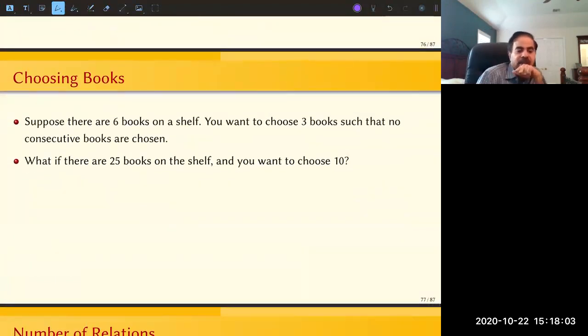What if there are 25 books and you want to choose 10? Or 6 for that matter. The bigger factor is how large this is, right? So if it's 25, then whatever we are doing is not really going to work because there are just too many combinations. So what other trick can we use to count in this case? Unfortunately, it's not the complement trick.